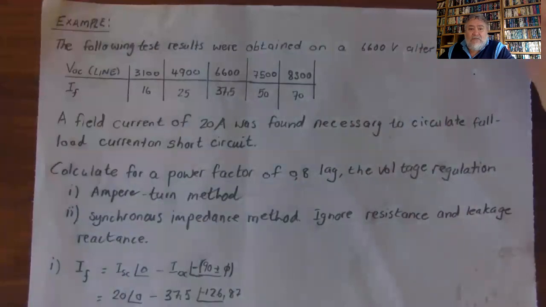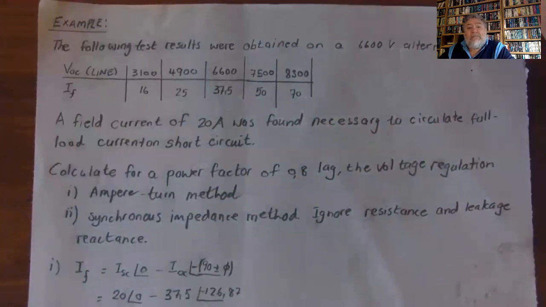Let us do some revision on our machines. The first example that we're going to look at is: the results were obtained on a 6600 volt alternator. If you look at the graph values there, we'll have to now draw a graph of that.